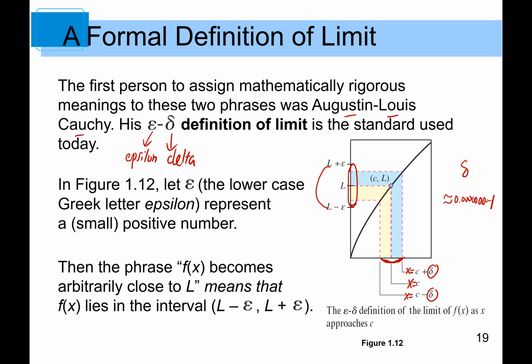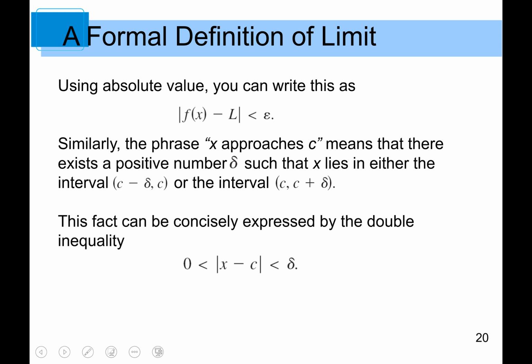Right? So then when x approaches c from the left hand side and right hand side of x equals c, then f of x becomes arbitrarily close to L. It means that f of x lies in the interval L minus epsilon, comma L plus epsilon. Again, epsilon is a very small positive number. Both delta and epsilon are very small positive numbers. So this is the formal definition of limit. And using absolute value, you can write this as absolute value of f of x minus L is less than epsilon.